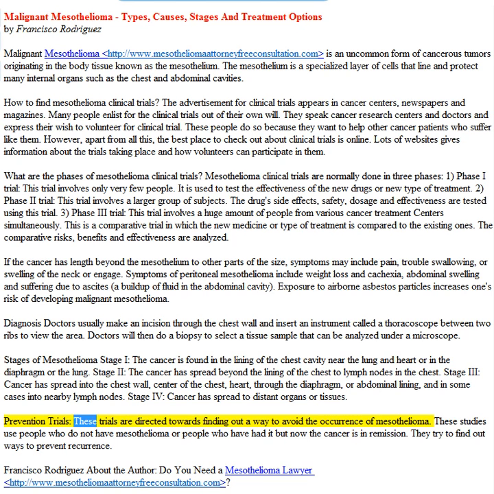Prevention trials. These trials are directed towards finding a way to avoid the occurrence of mesothelioma. These studies use people who do not have mesothelioma or people who have had it but now the cancer is in remission. They try to find out ways to prevent recurrence.